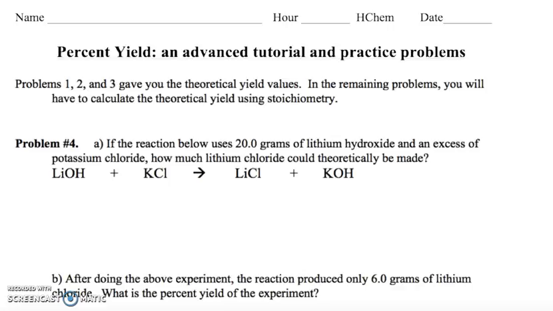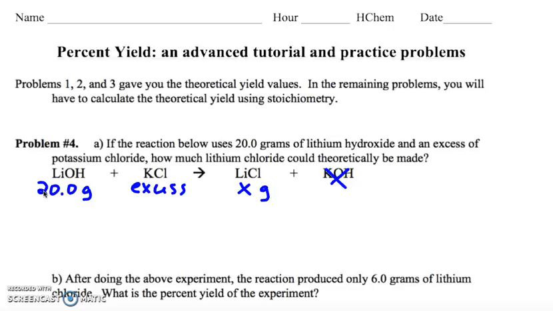So let's give it a go. Problem number 4. If the reaction below uses 20.0 grams of lithium hydroxide and an excess of potassium chloride. So what we know is that we have 20.0 grams of lithium hydroxide and we have an excess amount of potassium chloride. How much lithium chloride could be theoretically made? So right now we could care nothing about this potassium hydroxide.